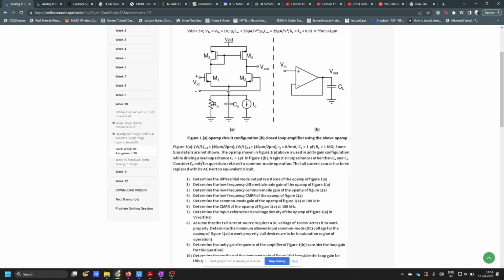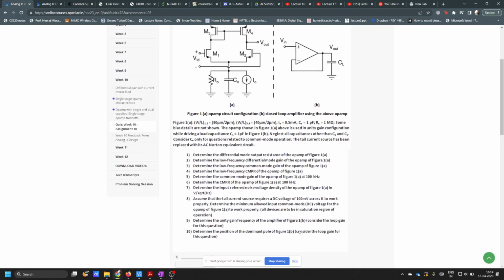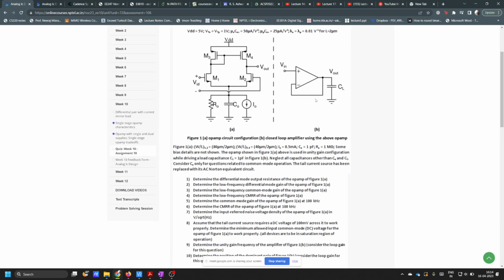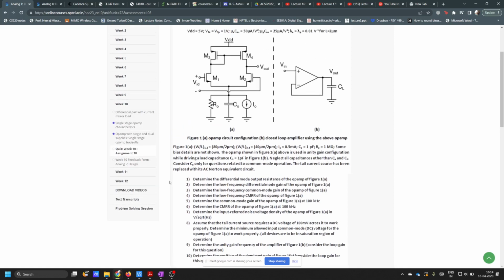When we have to consider the op amp as it is, we have to break the loop and consider CL also, right? It is clearly mentioned here: determine the position of the dominant pole of figure 1b, and they have also written to consider the loop gain for this question. So what is meant by that? You have to break the loop and consider this capacitor CL here. For the differential mode output resistance, we can't actually assume the tail node to be at AC ground if that capacitance were not connected to the output of this transconductor, right?